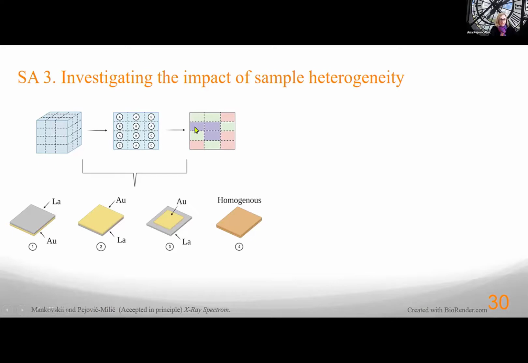So we looked into 4 cases where we designed samples where gold is covered by lanthanum, meaning lanthanum is spiked on top of the sample. We reversed that in sample 2, we looked into a case where the two are not the same size, and then we created an ideal sample for TXRF when the distribution is homogeneous.